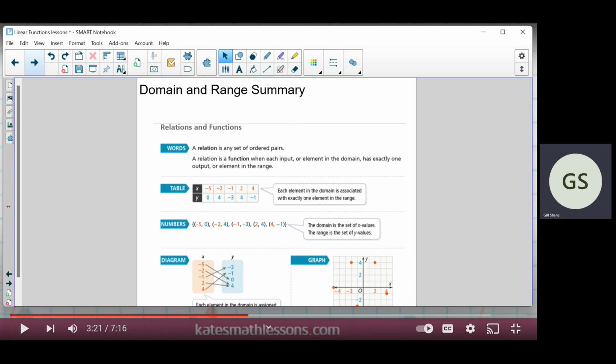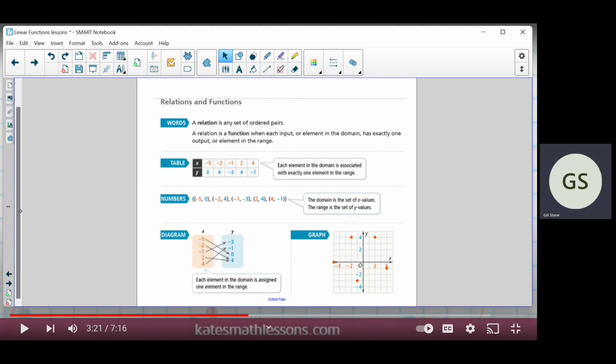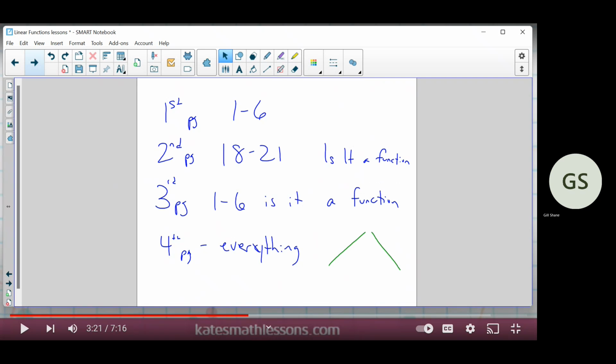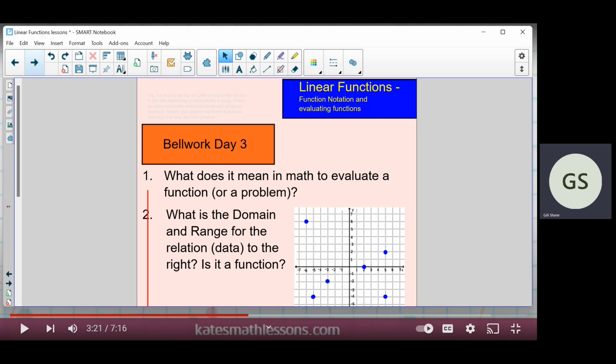Oh, here's a summary. I'll show you that real quick. There's just a summary of what a relation is, what a function is, how to do the domain and the range. We'll do graphing next. And then there's the problems, but that was the old book though, so that might help you any. All right, so I think that's everything that we covered on the 18th and 19th.